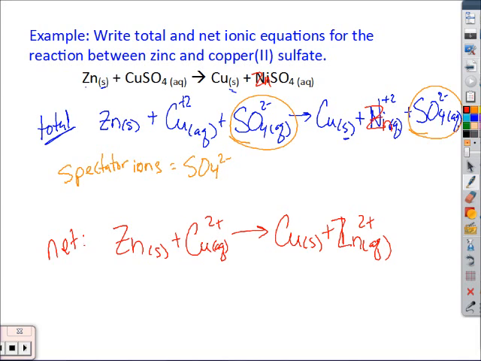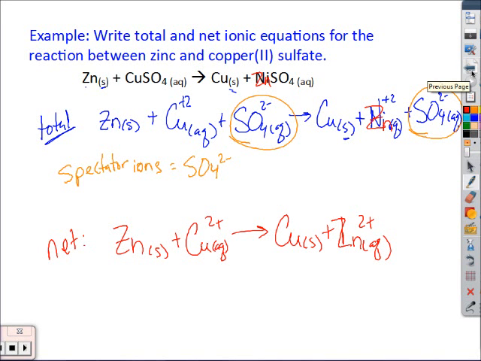So we will do some more of these examples in class tomorrow. In general, remember how you do these. Total includes all. Spectator ions are the ones that are the same on both sides. And net is what is left, or what changes over the reaction. Solubility rules, again, we'll practice using those. I have a handout for you, so don't worry about writing all those things down.